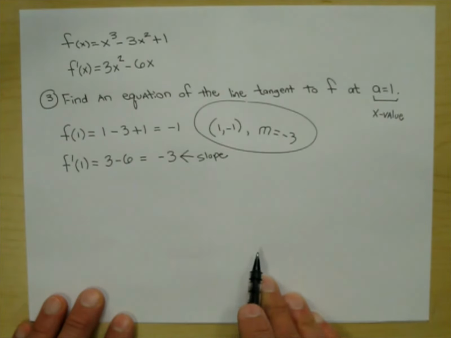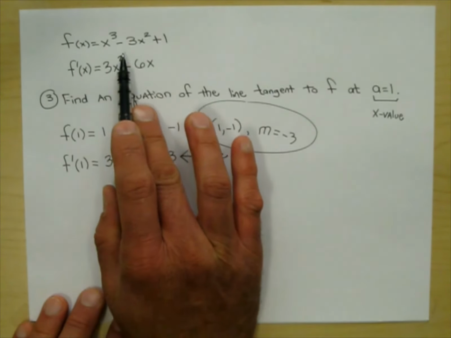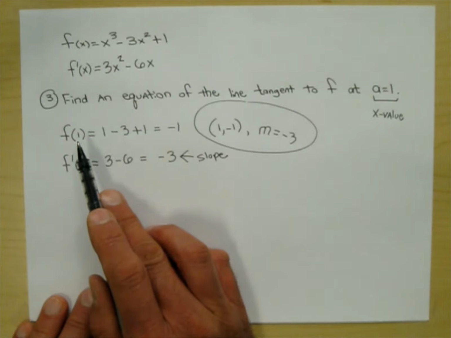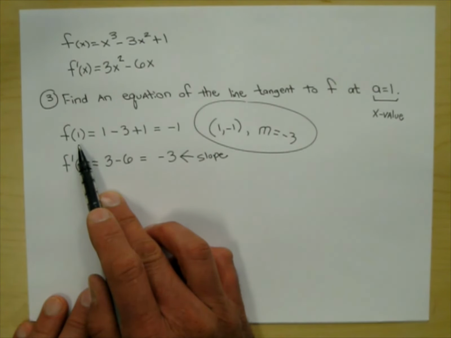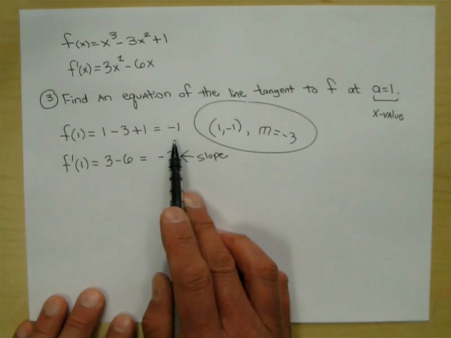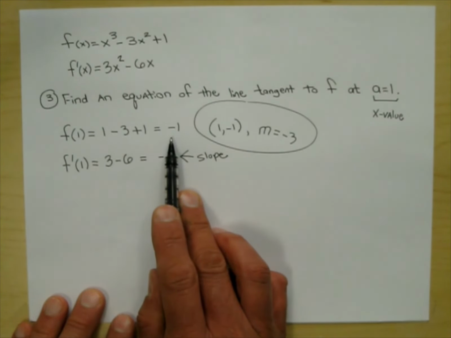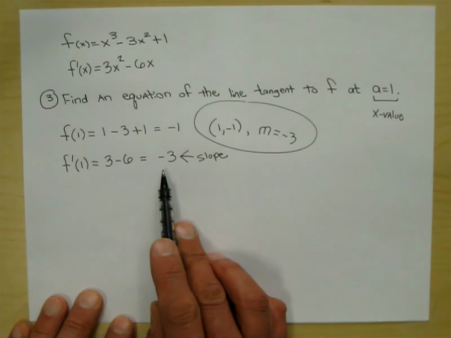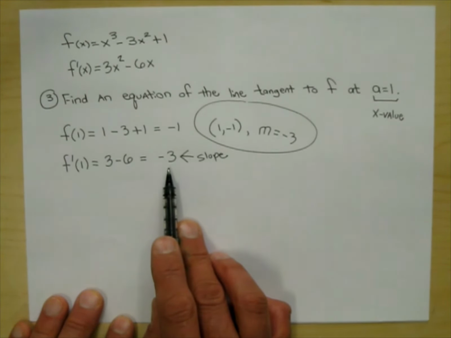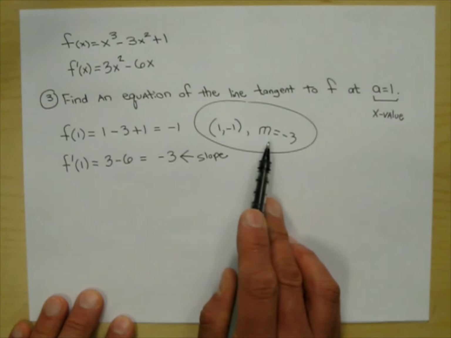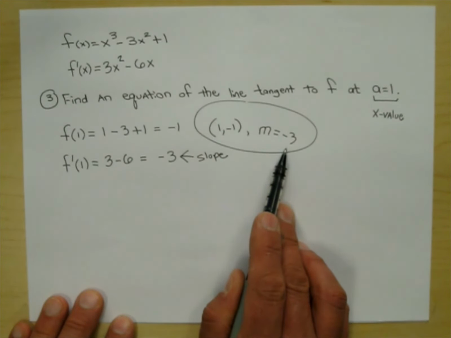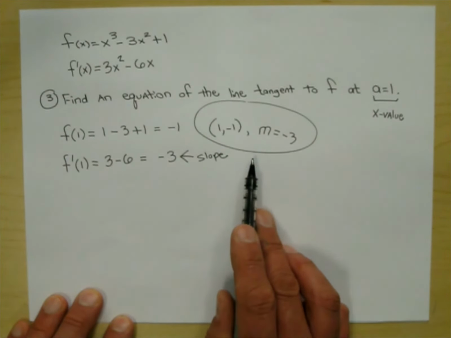Now before we move on, if this was the position function of a bug, 1 would be the time, 1 second. -1 would be where the bug is at 1 second, at -1 on the number line. And this point right here, -3, would be the instantaneous velocity at time 1. So time, position, instantaneous velocity. If you care, do you really have to care on this problem? No. Let's go ahead and finish this problem.